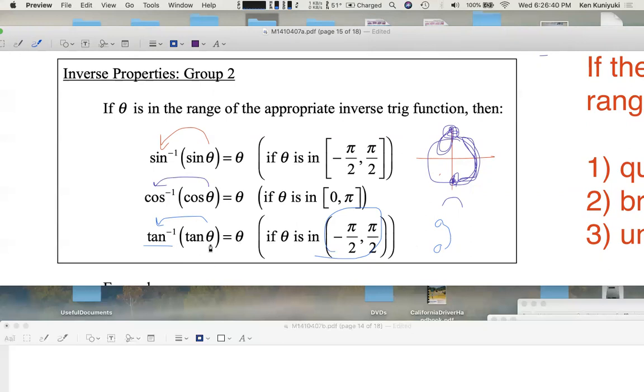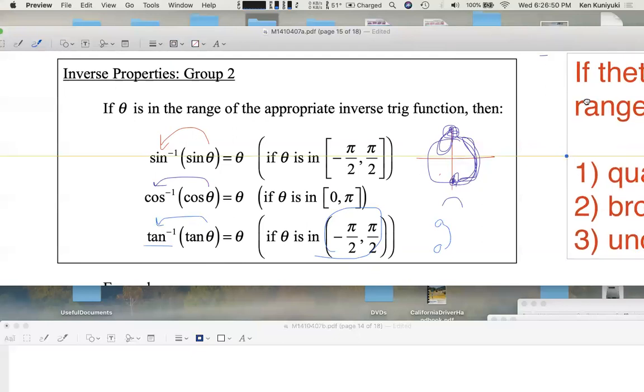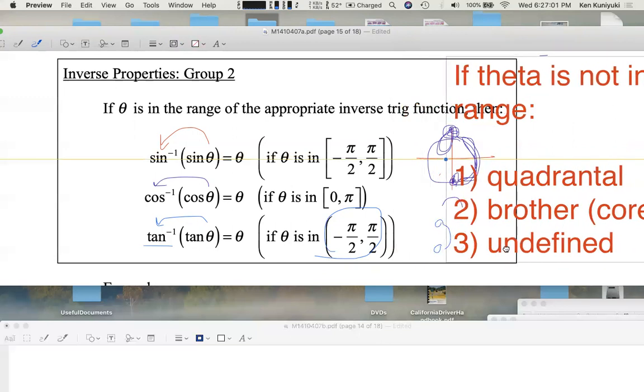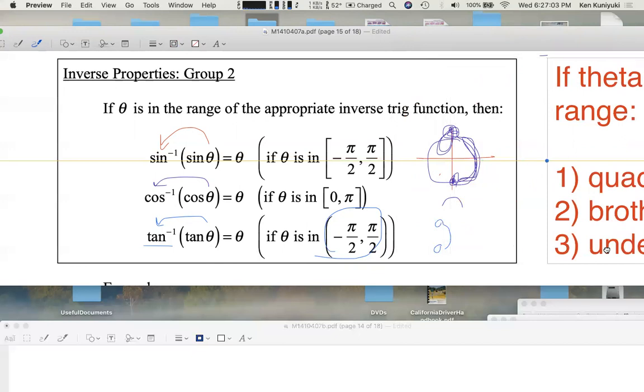For example, if theta is pi over 4 or pi over 6 or negative pi over 6, then that angle gets spit out in the end. But if theta is not in this interval, then the answer is something else. It could be some other quadrantal angle. It could be some other brother or co-reference angle. Or, for example, if theta is pi over 2, the answer is undefined. We'll do some examples in the next video.